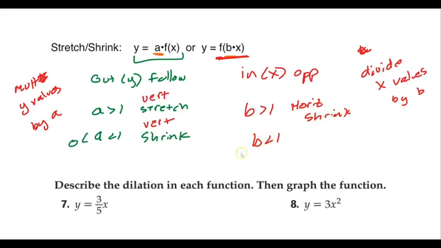If b is less than 1, think about you have something and you divide it by a fraction. What happens there is you multiply by the reciprocal, you actually get bigger. When you divide by a small fraction, you get bigger. It's a horizontal stretch. Best way to show you, let's go back to Desmos.